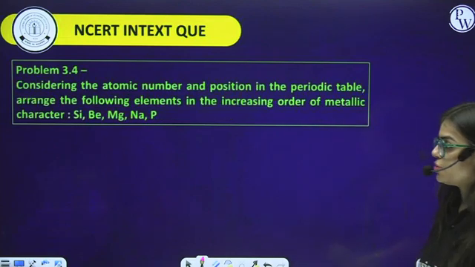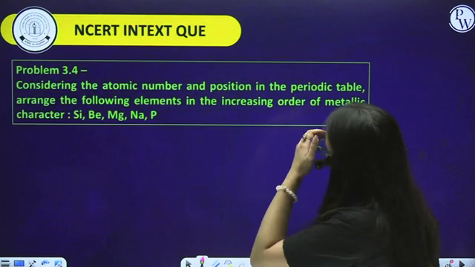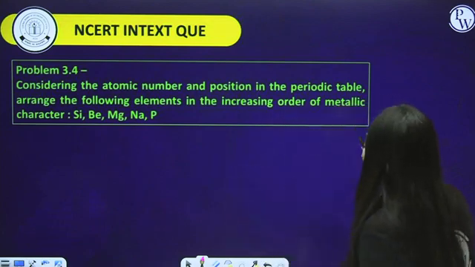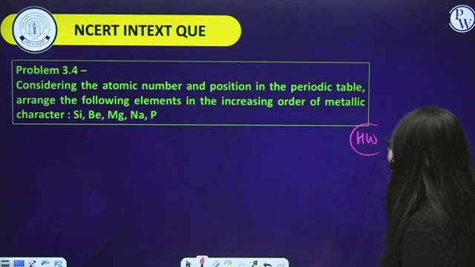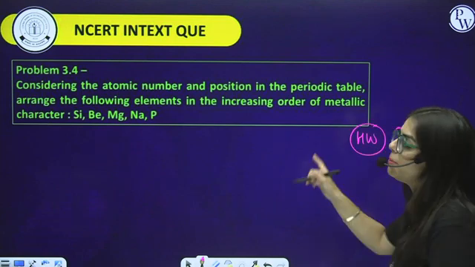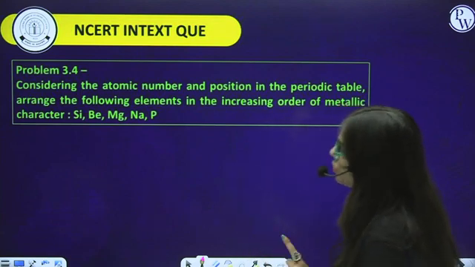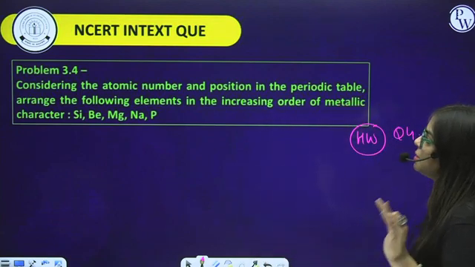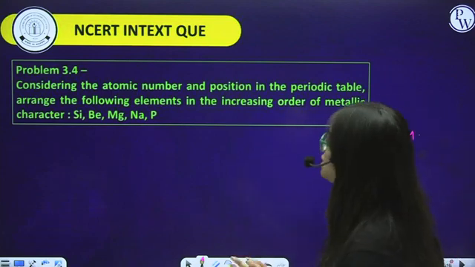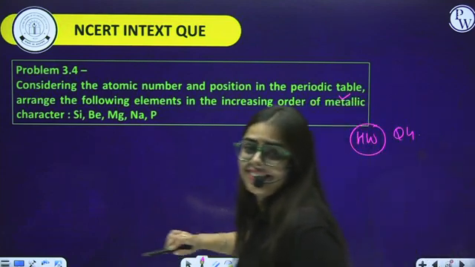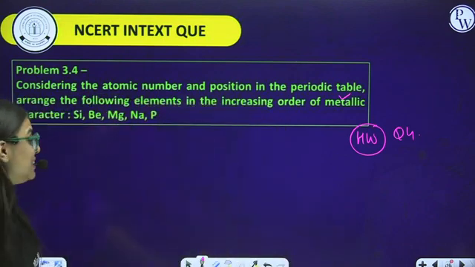So this is question number 3 as a homework. Let us read the next question, problem number 3.4. Oh my god, yet again the most interesting one. So this is again a homework, because I have already told you the trend. I will write the trend over here, but you have to tell me the answer. So this is question number 4 as a homework, problem 3.4. Considering the atomic number and the position on the periodic table, arrange the following elements in the increasing order of metallic character. Metallic character is quite easy, no?